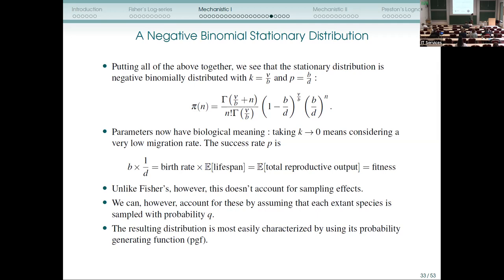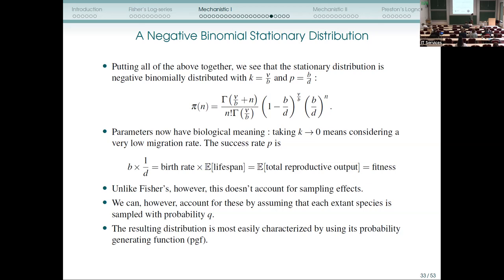I put all that together, and I've now got this stationary distribution, which is describing the abundance of a population with birth, death, and sustained by migration. And I got exactly the negative binomial distribution that I got an hour ago as a mixture model that Fisher worked with. Unlike Fisher's model, my parameters mean something biologically.